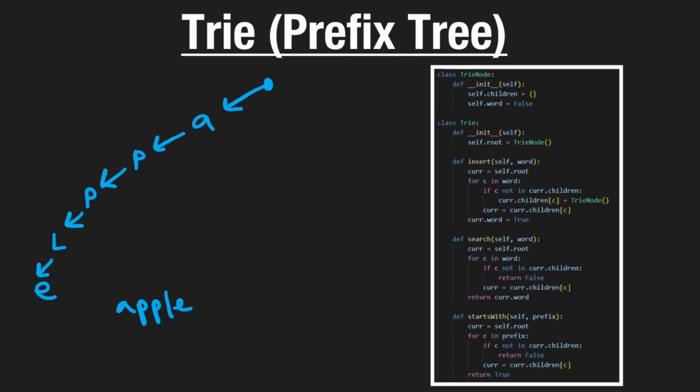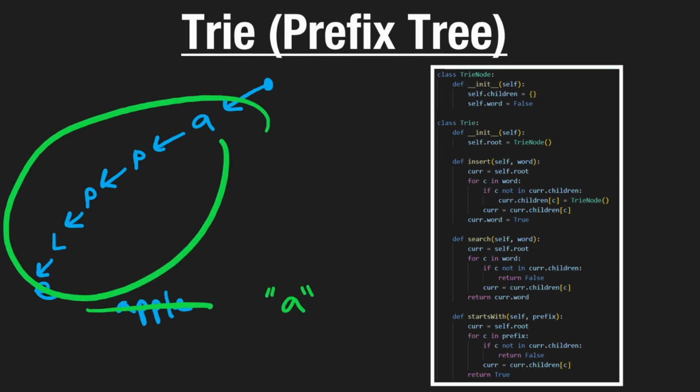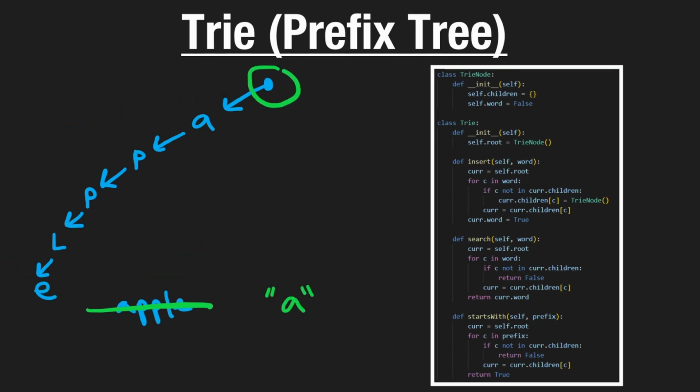But what if instead we were looking for the word A? We want to know, does the word A exist in our trie? Well, we would do the same thing. Start at the root. Does it have a child? That's the character A. Yep. So then our current pointer would be here. And that was the only character we were looking for. So our loop would have terminated.